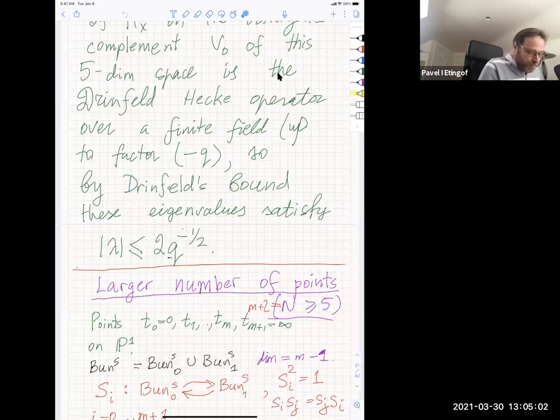So it was convenient to put one of the points. These are points on the projective line, and it will be convenient to put one of the points at 0 and the other point at infinity, t0 and t_{m+1}. And then there will be m points t1 through tm. So this is why I introduced this number m.